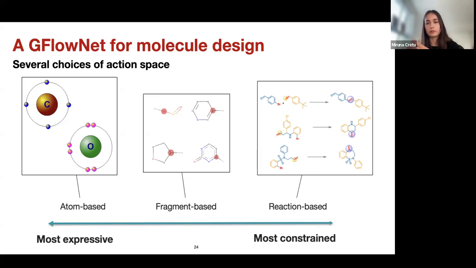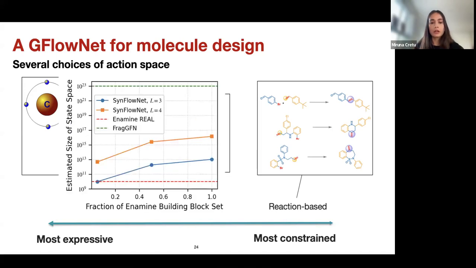And although the latter is the most constrained one, we can argue that we can still tap into quite a large chemical space with only reaction-based molecule construction. So here, what we've done is an experiment which approximates the size of the state spaces, the chemical spaces that we have access to, with ranging numbers of building blocks of molecules that you react together.